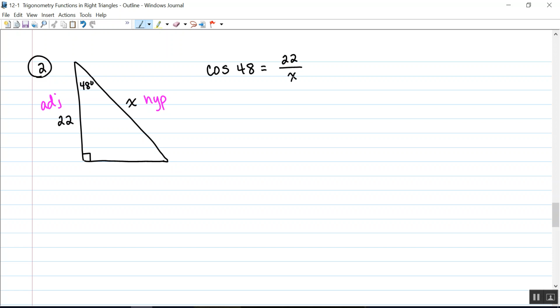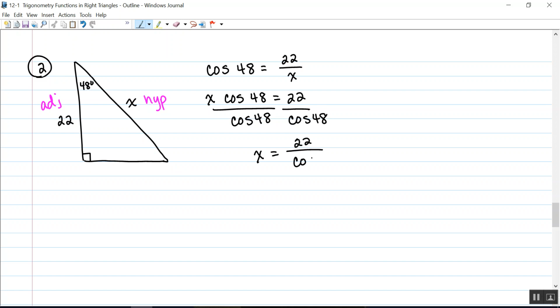This one's a little tricky because my x is in the denominator. So I have to multiply both sides by x and then divide both sides by cosine of 48. So that means that x is equal to 22 divided by cosine of 48. Plug that into your calculator and you'll get approximately 32.9.